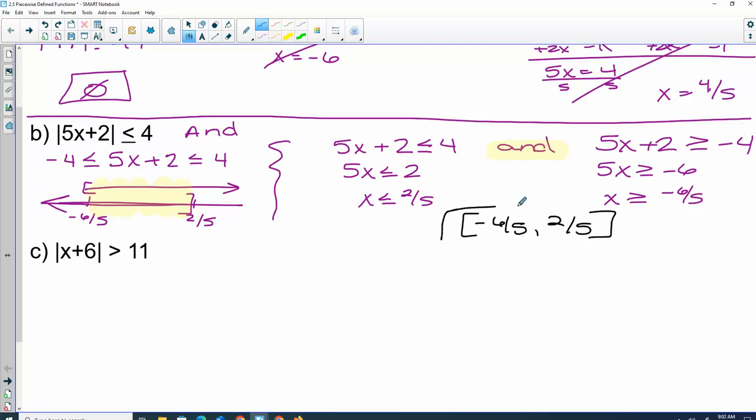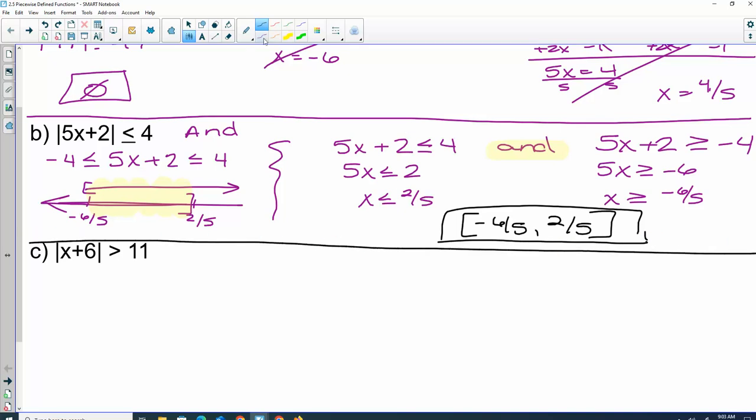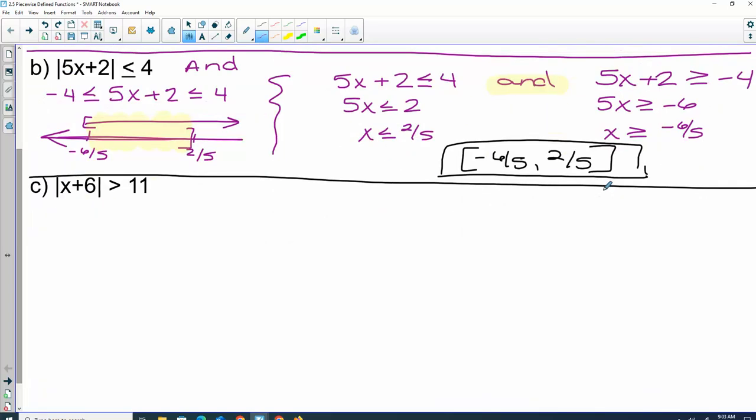They get brackets, why? The equal to gives me a bracket. If you have an and, your answer should look like this every time. It's going to be in between the two numbers. That's maybe the benefit of setting up the one big inequality. When you get to the end, you get -6/5 is less than or equal to x is less than or equal to 2/5, so it tells you it's in between those two. If you do the two separate ones, just think about your graph at the end.